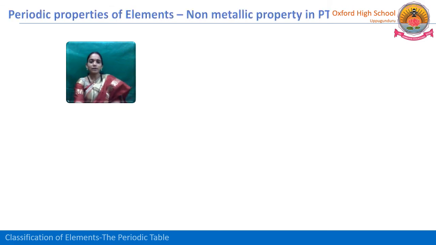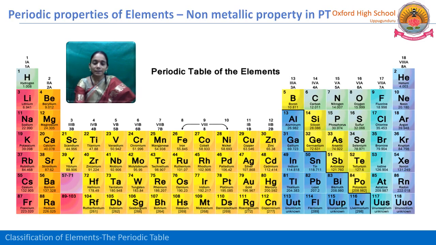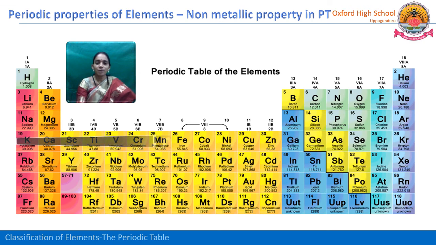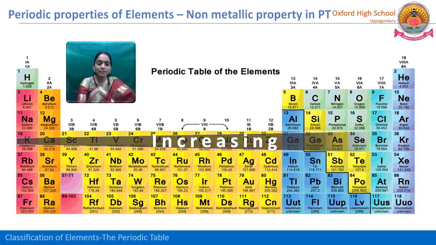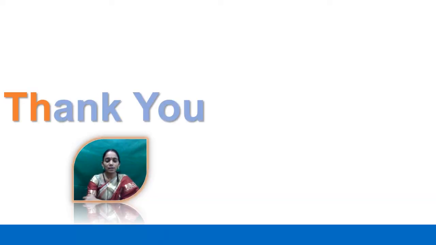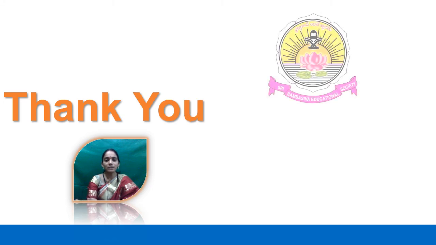We have seen how the metallic character is trending in a period and group, whereas here the non-metallic property is trending in a period. From left to right, the non-metallic character is increasing, but in a group from top to bottom, the non-metallic property is decreasing. In today's class, we have discussed both the metallic and non-metallic properties and how they are trending in groups and periods. Read the textbook.